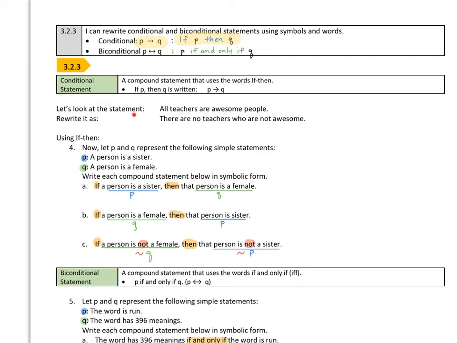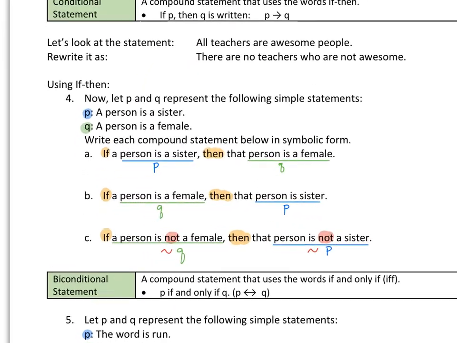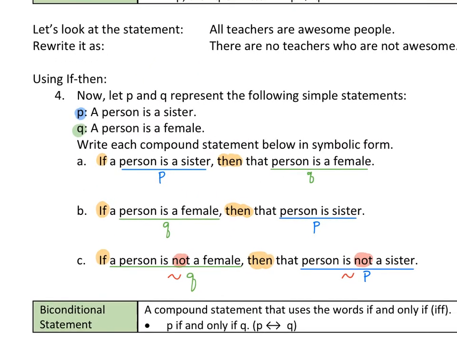So if we look at this statement here, all teachers are awesome, we can rewrite it as there are no teachers who are not awesome. Those are equivalent, and we'll get into how we can say it in an if-then way. So let's use the if-then for this next example.